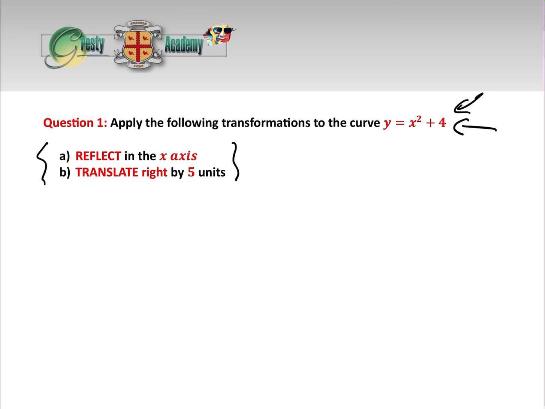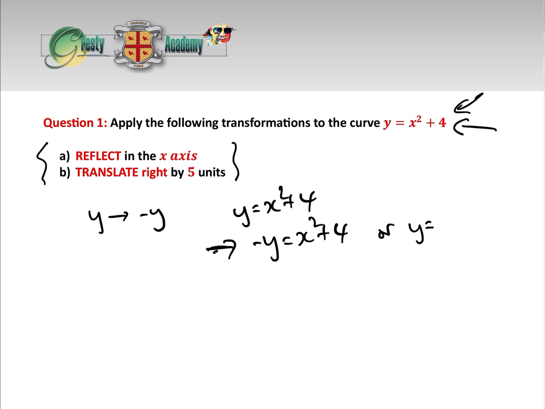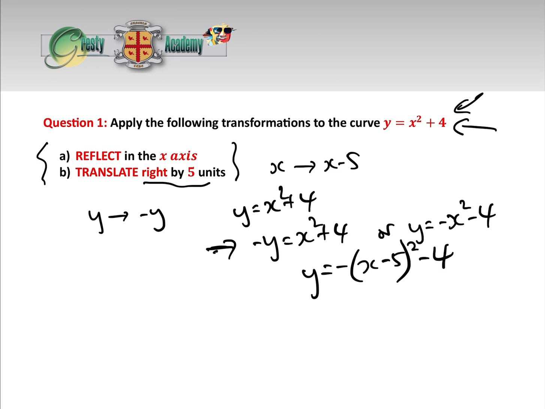Okay, so first of all, we reflect it in the x-axis. Remember, reflecting in the x-axis means y becomes minus y, i.e. we have y equals x squared add 4 becomes minus y equals x squared add 4, or y equals minus x squared minus 4. That's the first thing. And then translate right by 5 units. Remember, that means that we replace x by x minus 5. So y equals minus (x minus 5) squared minus 4. And that is our transformed curve.